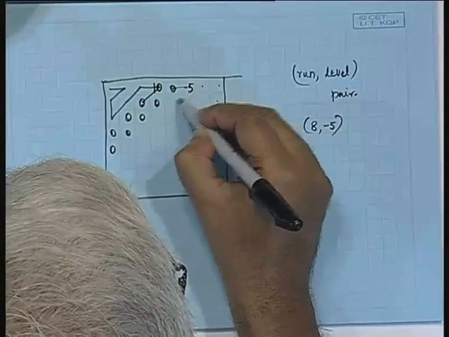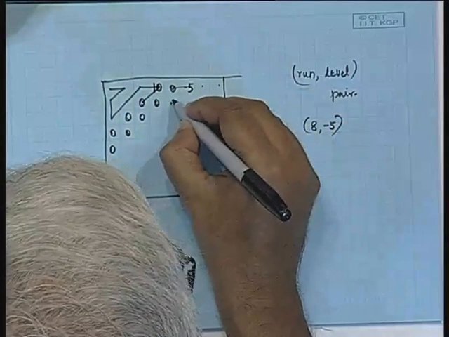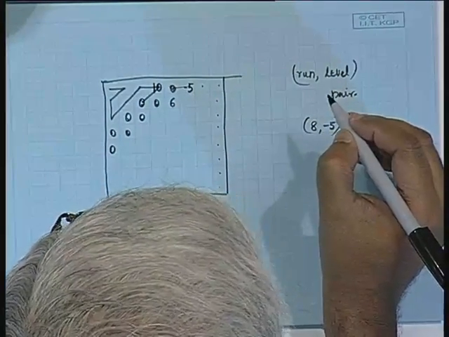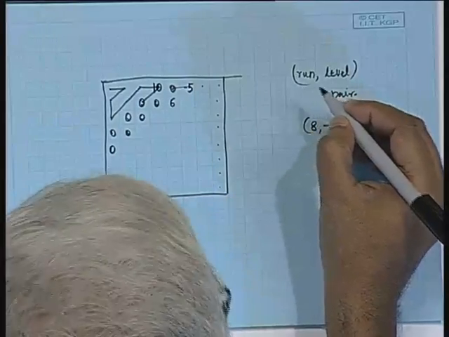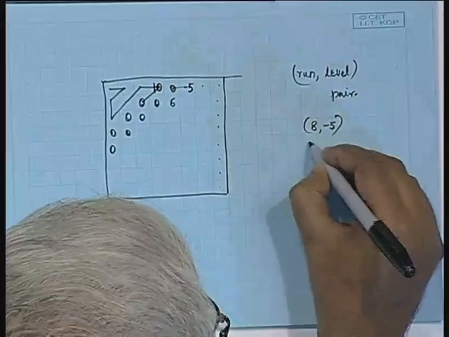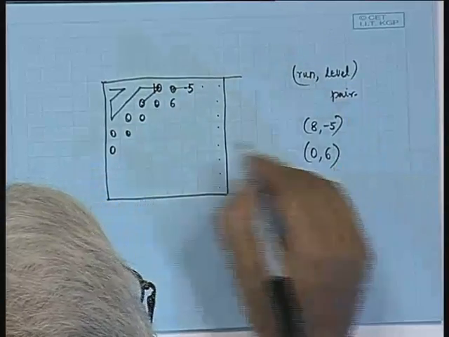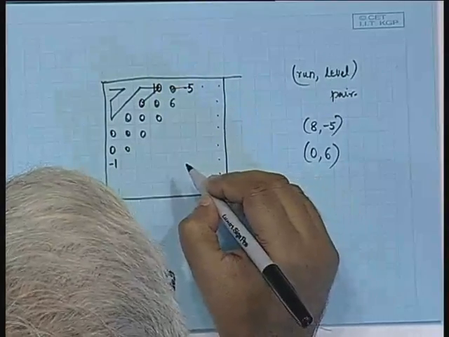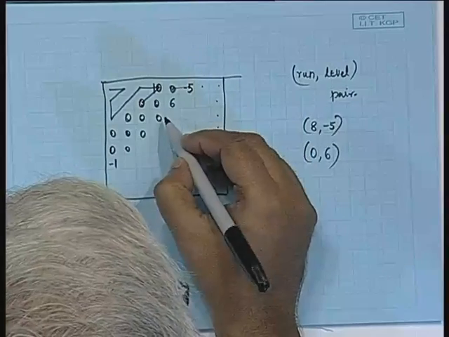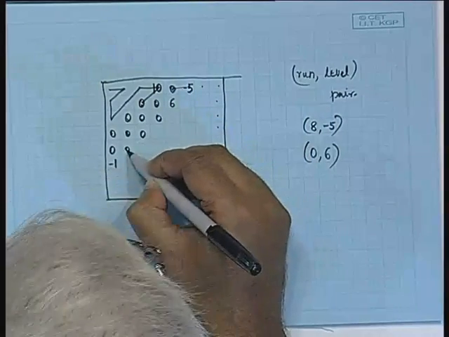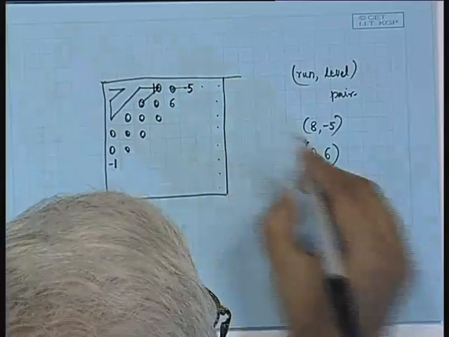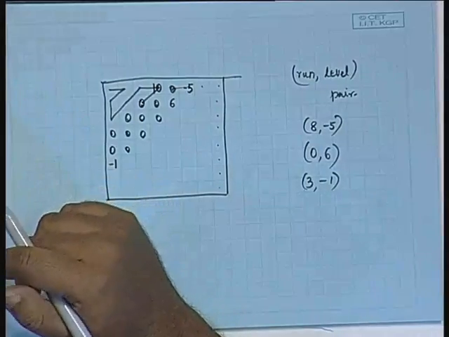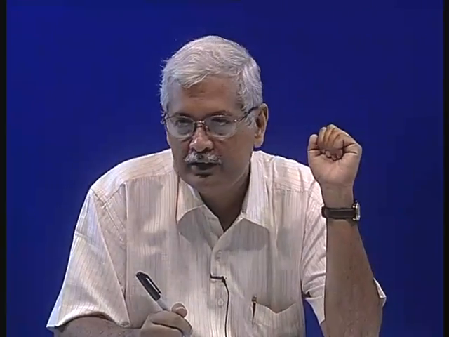Supposing the next coefficient here is again non-zero, say 6. In that case, how do we represent 6? The run is 0, but the level is plus 6. So, the next one will be 0 comma 6. Supposing now we have 0 0 0 minus 1. In this case, it will be runs of 3 zeros followed by minus 1. So, we will call it 3 comma minus 1. So, this is how the run level pairs are formed.